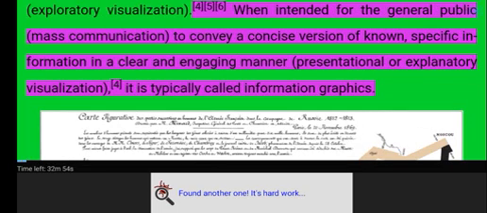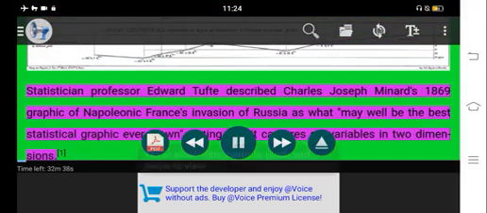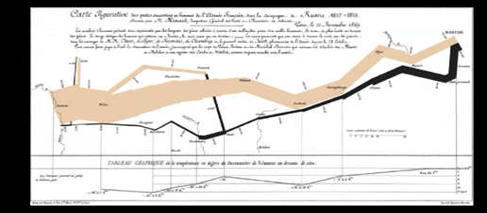When intended for the general public, mass communication, to convey a concise version of known, specific information in a clear and engaging manner, it is presentational or explanatory visualization. It is typically called information graphics. Statistician Professor Edward Tufte described Charles Joseph Minard's 1869 graphic of Napoleonic France's invasion of Russia as what may well be the best statistical graphic ever drawn, noting that it captures six variables in two dimensions.